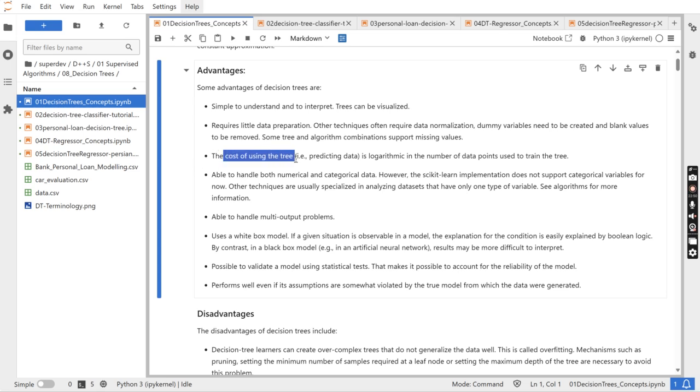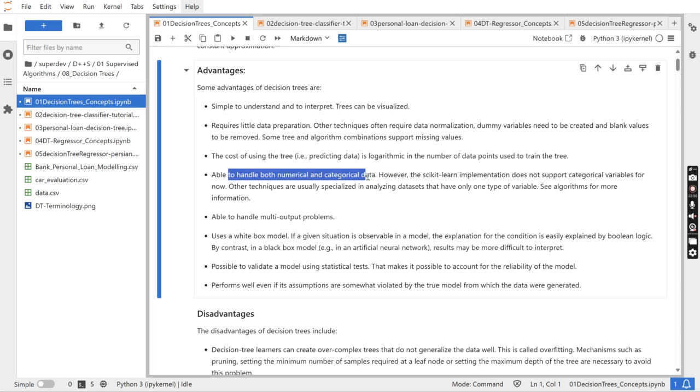Next, the cost of using the tree, that is predicting the data, is logarithmic. This is not essentially an advantage or disadvantage, just information. If you want to use the tree for predicting the data, I will anyway give you all the big O notations for all the algorithms, that is your space complexity and memory complexity. Decision trees exhibit logarithmic complexity, not essentially very bad and not essentially very good. So take this as just an information point.